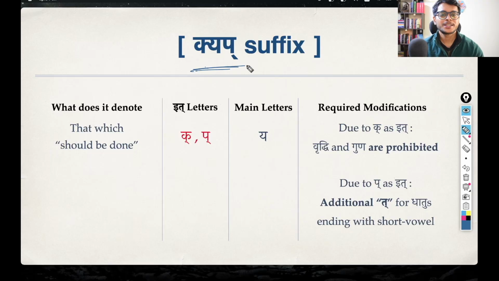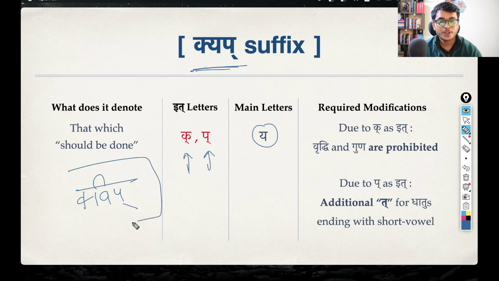Okay, so I hope with this example I have reinforced this point, that whenever the vriddhi modifications cannot happen, then you also check whether the guna modifications can happen. Just remember this point, and with this we have taken a lot of examples for this nyat pratyay. Now let us see the last pratyay, the kya pratyay. For this kya pratyay, we know the main letter is ya. So what remains are the it letters. So we have ka and we have pa as the it letters.